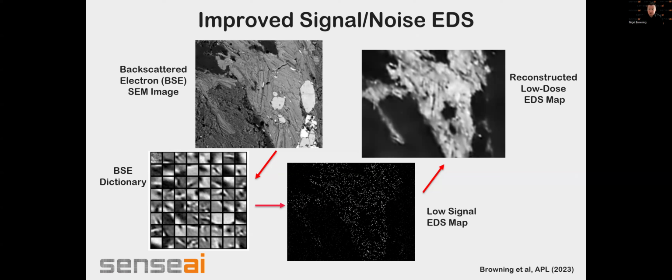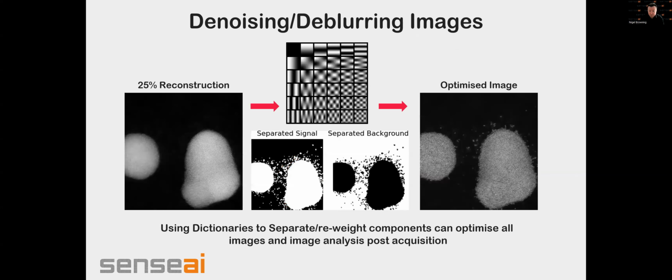So by using the dictionary transfer that was developed by Sensei, we can take these low signals and get a much higher quality image for the same amount of time and acquisition process.